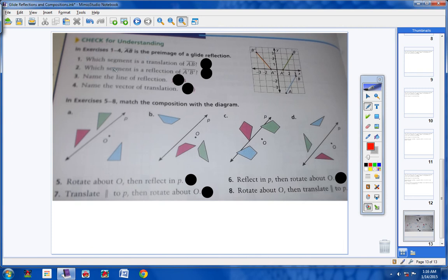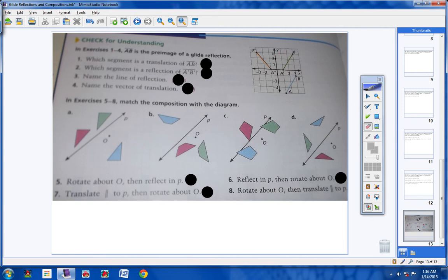Alright, here we go. Question number 1. Which segment is a translation of AB? Well, here's AB right here, okay? Now, please listen to me carefully, students. This cannot be a translation because it's turned. Notice it's turned. The blue line is running this way, and this red line up here is running this way. Remember, a translation will never turn the object, okay? It will simply move it left to right.